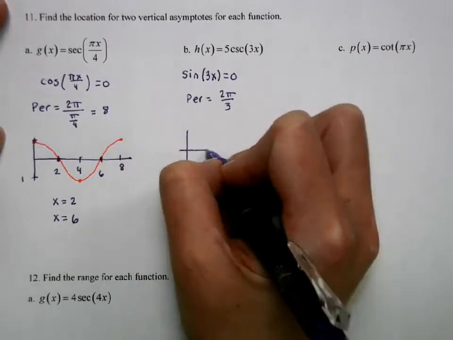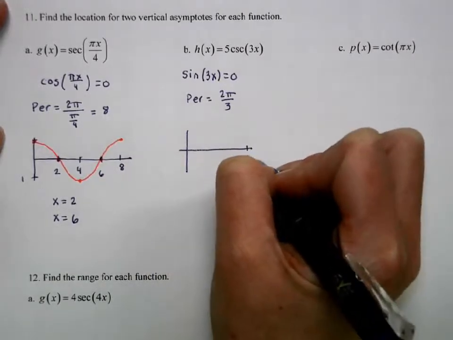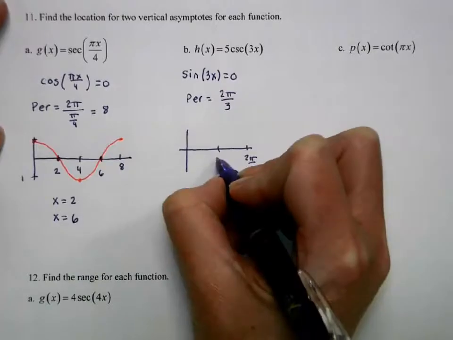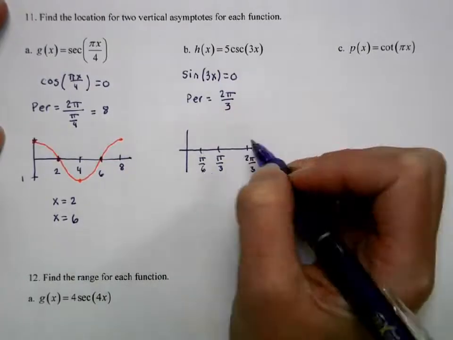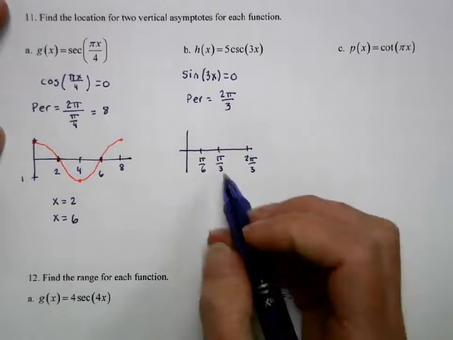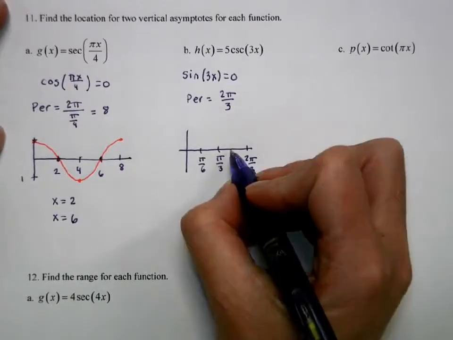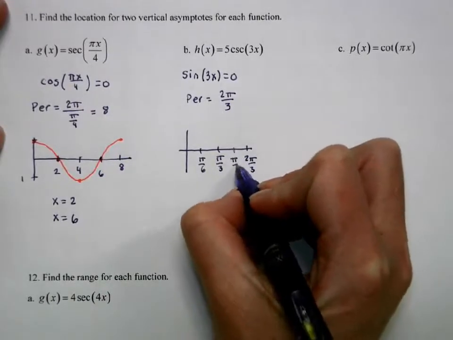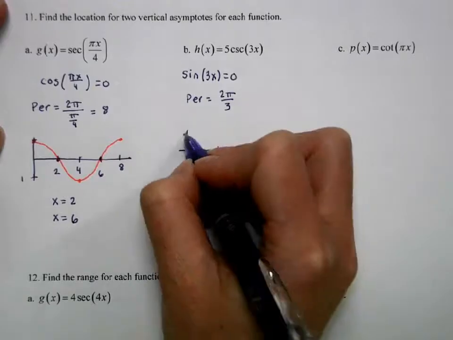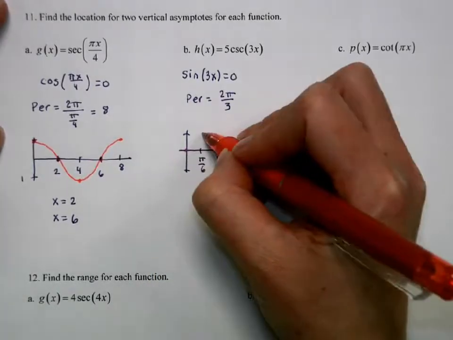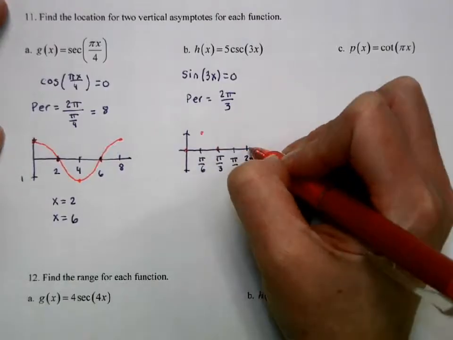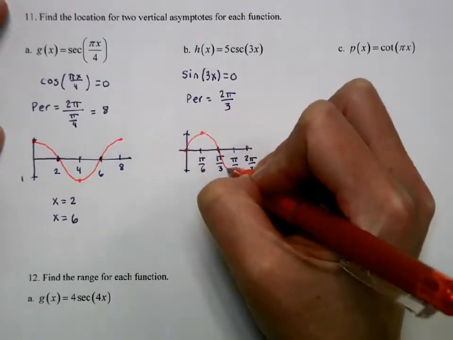We'll cut that in half to get pi over 3. Half of that is pi over 6, and then we can count 1 pi over 6, 2 pi over 6, 3 pi over 6 is equivalent to pi over 2. This time we're graphing a sine, which starts at the midline and goes up. So we have 3 vertical asymptotes that we've identified.